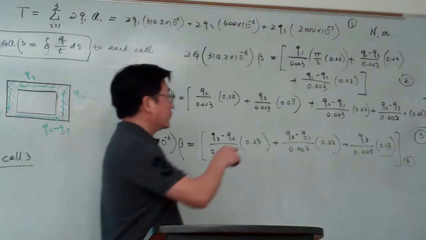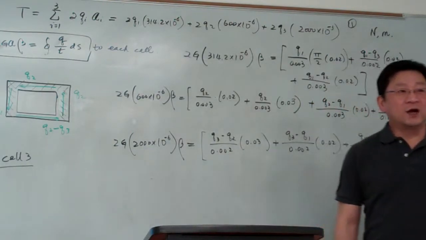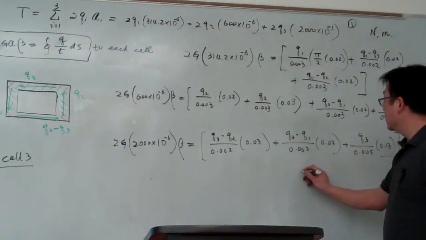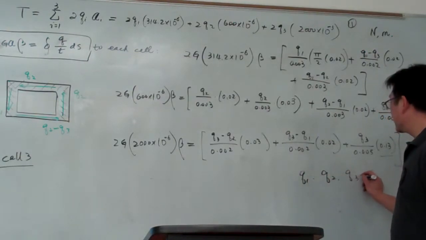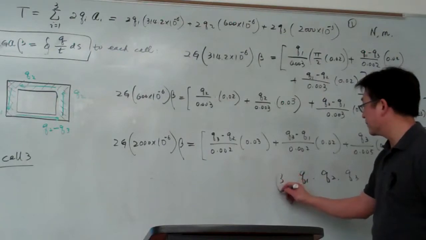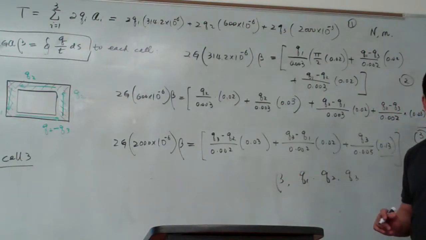Okay, so 4 equations and how many unknowns? We have unknowns Q1, Q2, Q3, and also one unknown is beta. Okay, and how could we solve for this one?